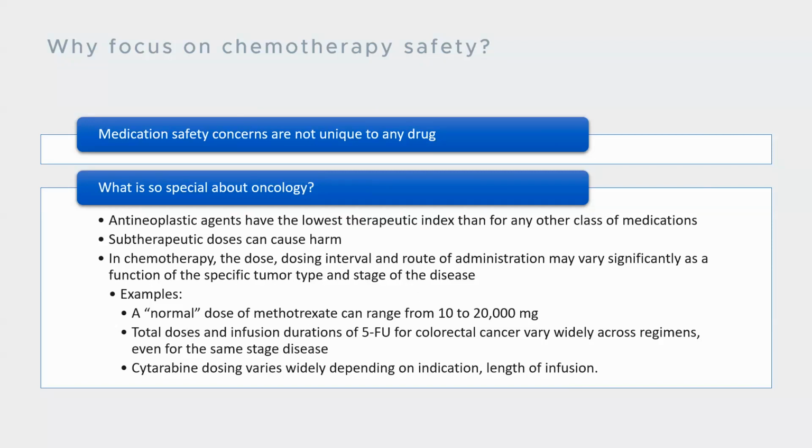Some examples I normally provide is that a normal dose of methotrexate can range from 10 milligrams for intrathecal chemo up to 20,000 milligrams for osteosarcoma. So it's a little hard to know what is a normal dose, and some of the things that we use to prevent errors in traditional medicine. And total doses and infusion durations of 5-FU for colorectal cancer vary widely across regimens, even for the same stage of disease. And again, another example is cytarabine dosing, which varies widely depending on indication, route of administration, and of course, length of infusion.